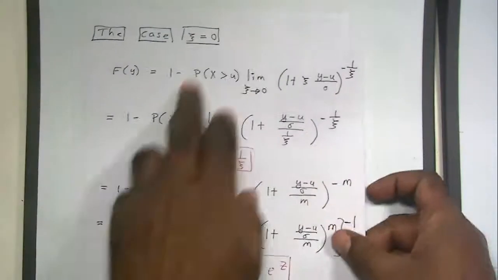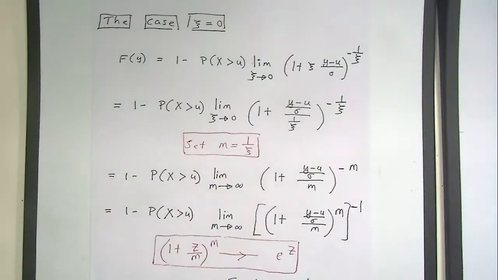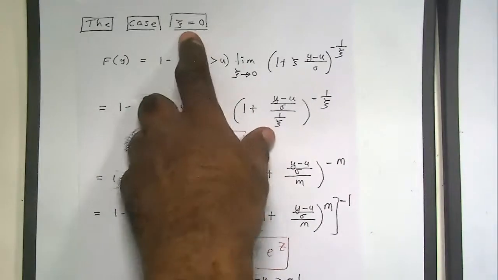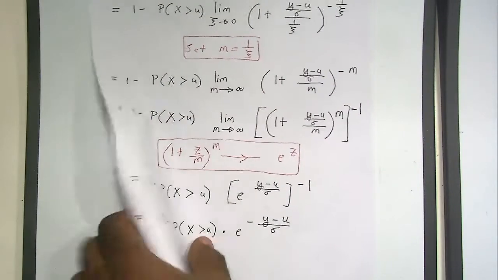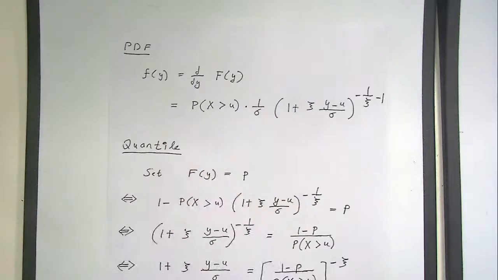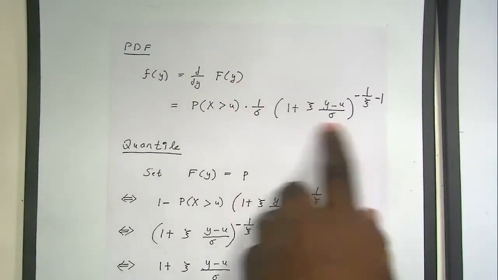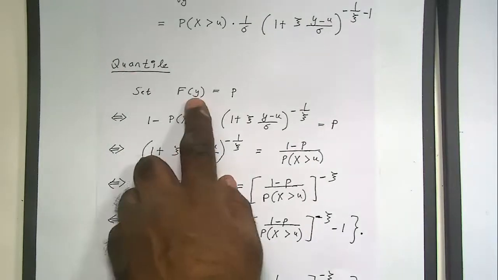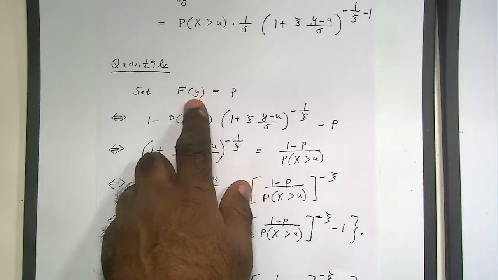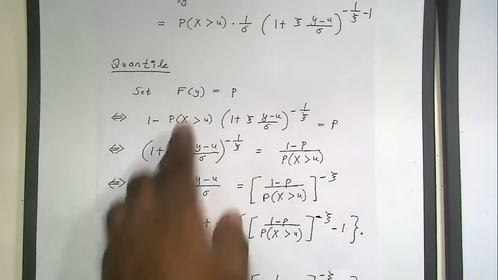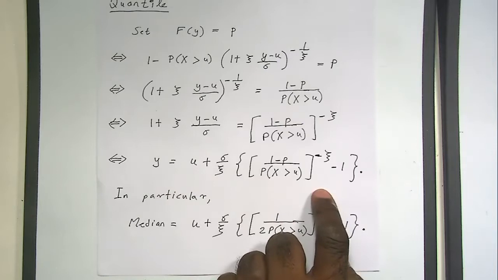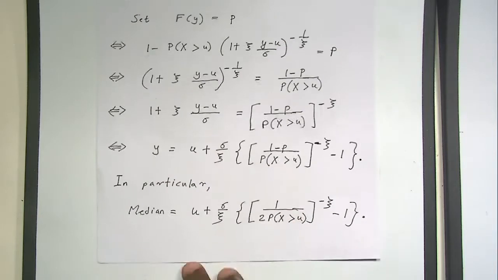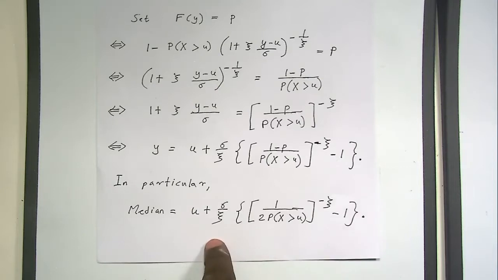Then I considered the case where psi is equal to 0, and it can be shown by limiting arguments that in the case psi equal to 0, the CDF of the GP reduces to this, right? Okay. And then I looked at the density function, which is the derivative of the CDF, is equal to this. Then I looked at the quantile. Quantile is basically, you solve this equation for y. So you set the CDF equal to p, where p is a number between 0 and 1, and then you solve for y in terms of p. If you do that, this is what you get. So this formula here is the pth quantile of the GP distribution. In particular, the median is equal to this. For the median, you just put p equal to half. Okay.